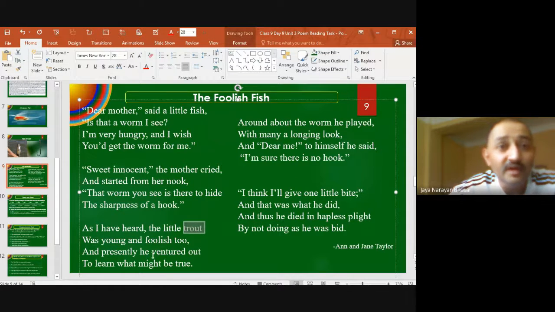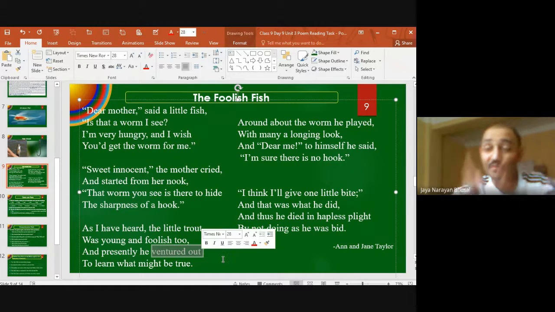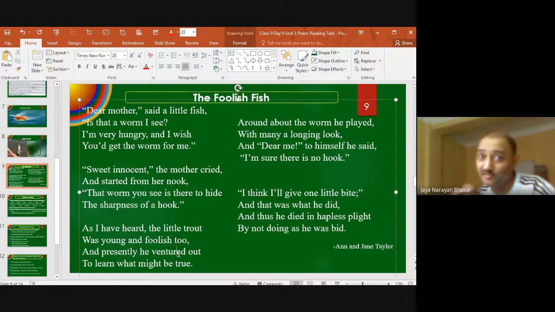Okay, look at it. Kinesthetic image is also there: ventured out, movement. When there's movement, we call it kinesthetic. Kinesthetic is like kinetic energy. So we can call it kinesthetic image. So ventured out, that is there. So we see that the fish is moving slowly. Okay, we feel and see that. Then around about the worm he played. That means the little trout is moving. That's also kinesthetic, you can call it.